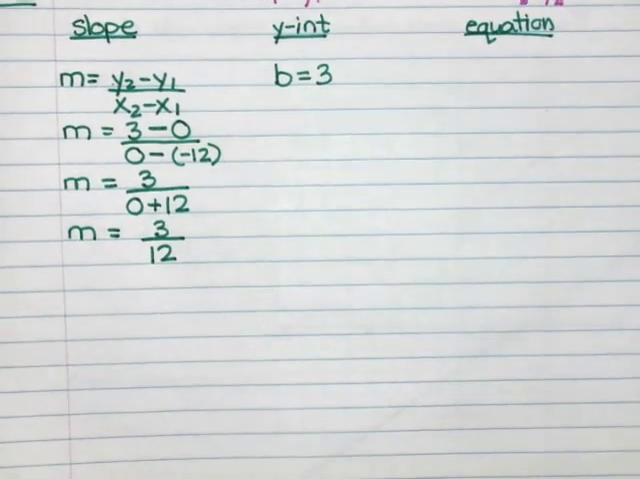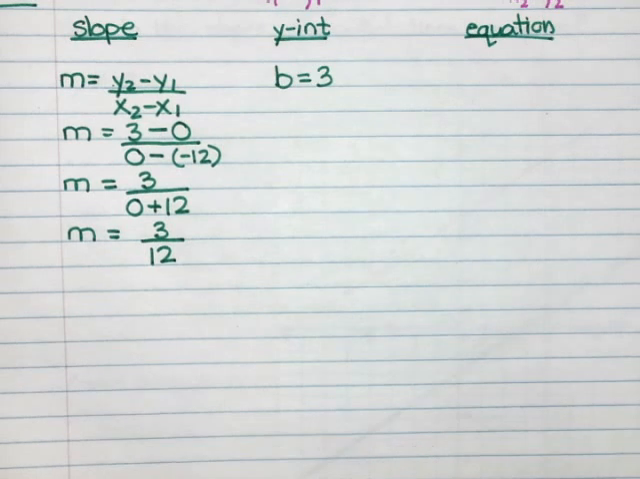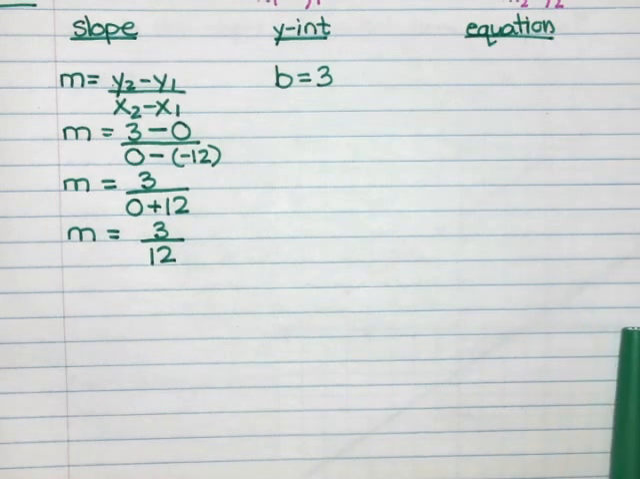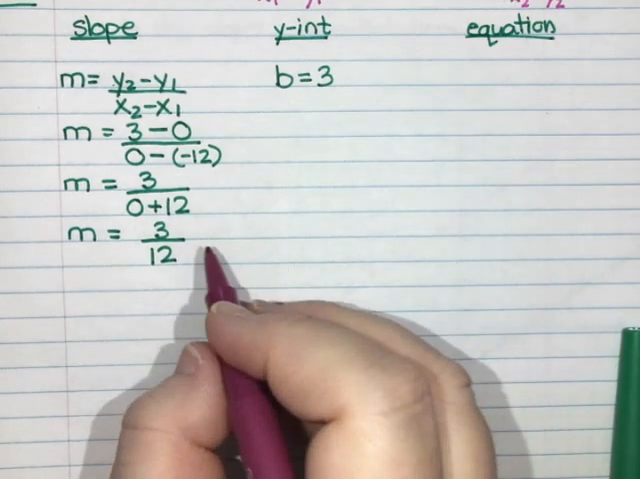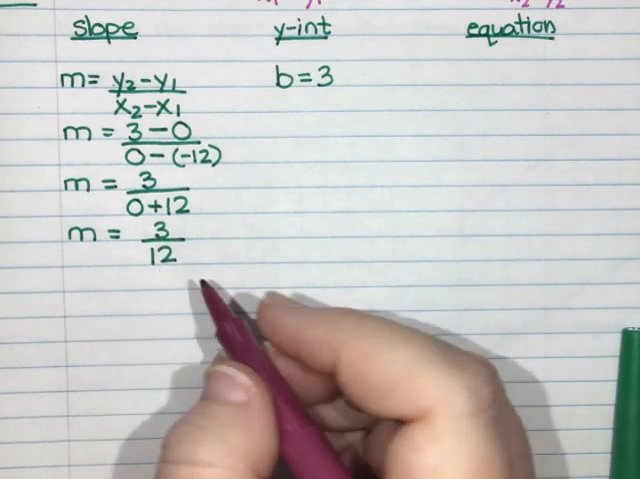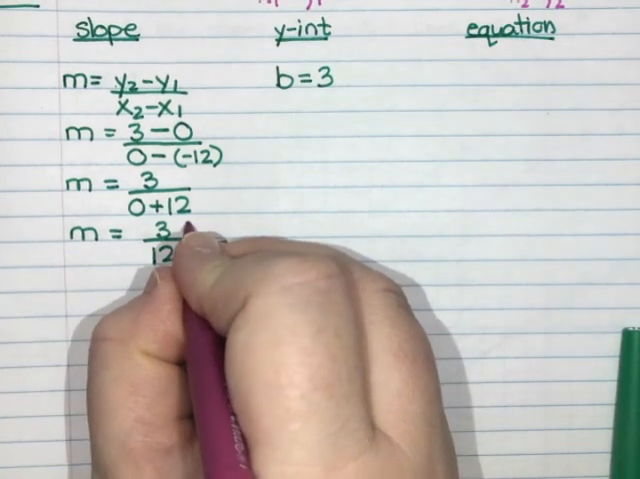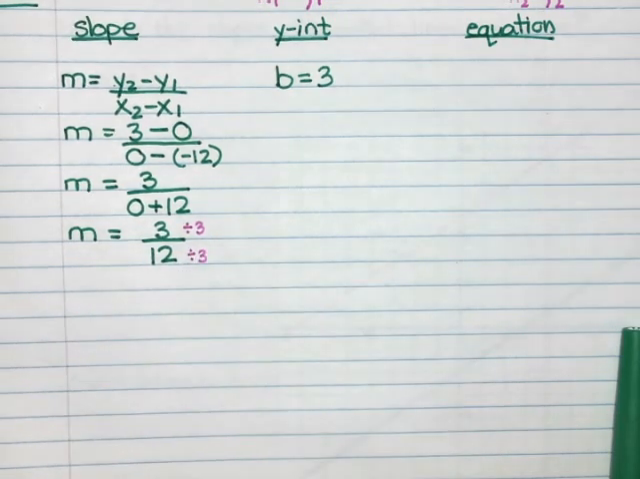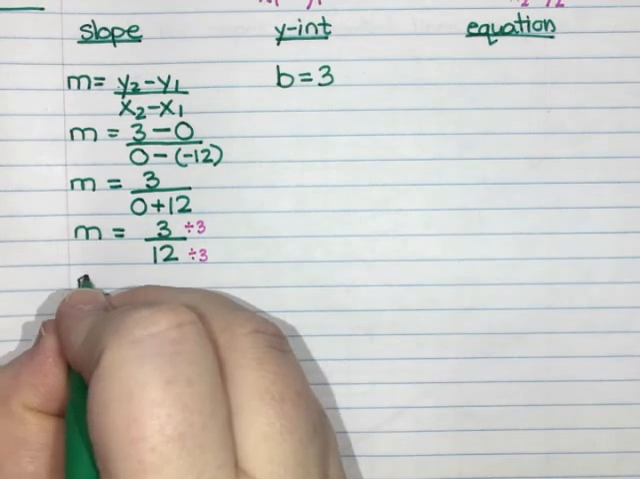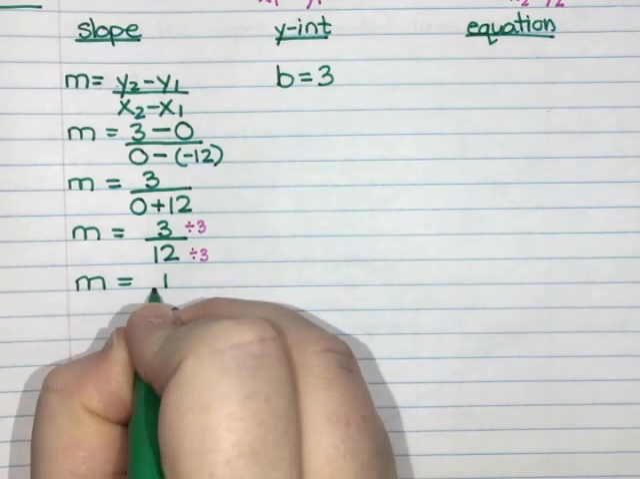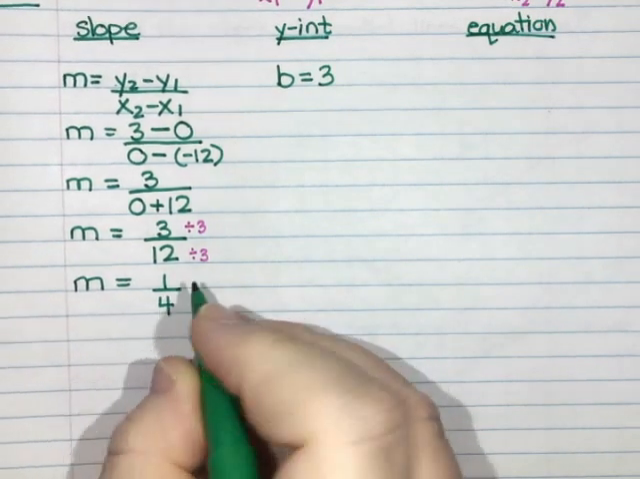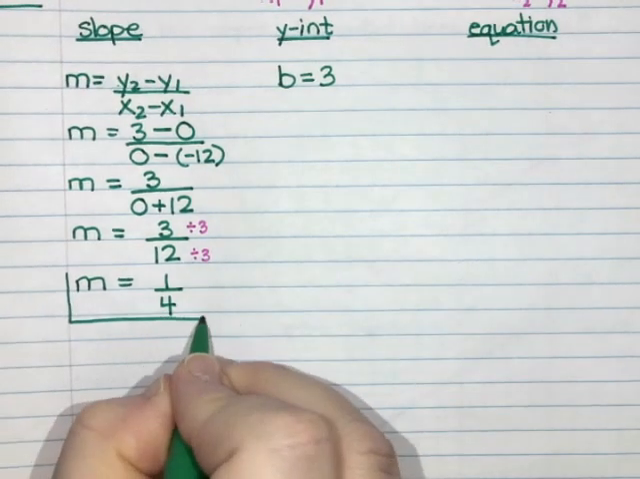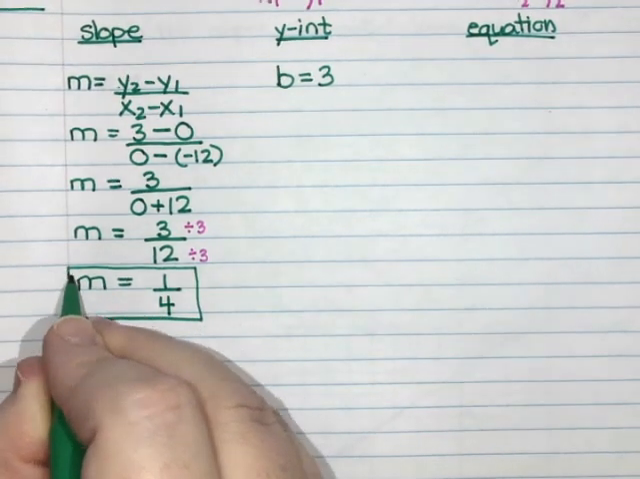Does 3 divided by 12 work out evenly? No, it's a decimal. So I want to leave it as a fraction. If I can reduce it, I will. So I'm going to ask myself, do 3 and 12 have anything in common? And the answer is yes, they both divide by 3. So 3 divided by 3 is 1, and 12 divided by 3 is 4. So my slope is the fraction 1 over 4.